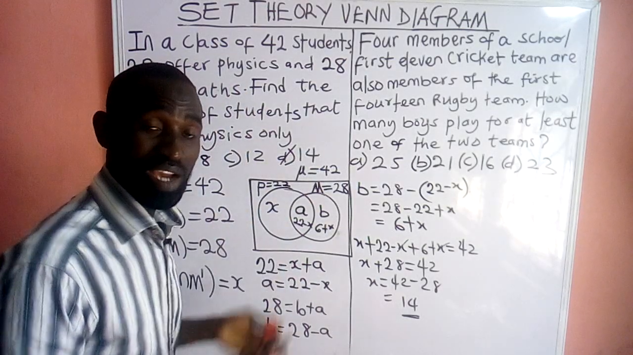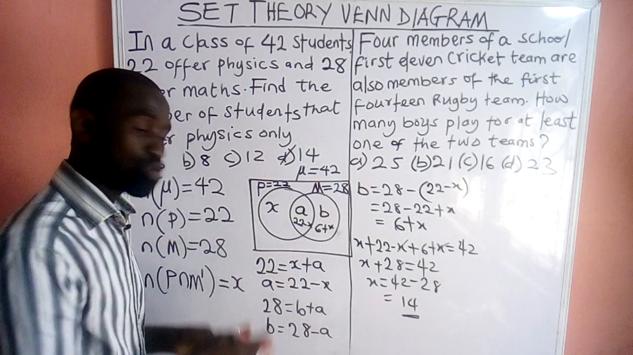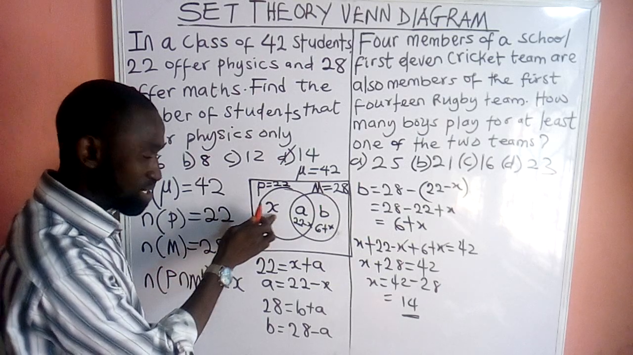Okay? Do you understand the way I solved this? You can pause the video and look at the analysis of the way I did this. You must be able to interpret. Look at what I have here. P intersection M prime is this space. This is what I'm looking for.